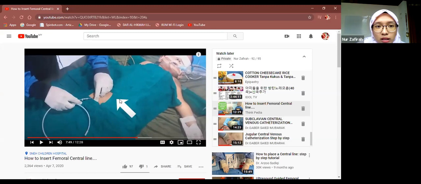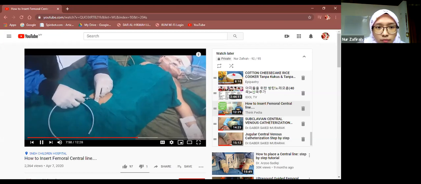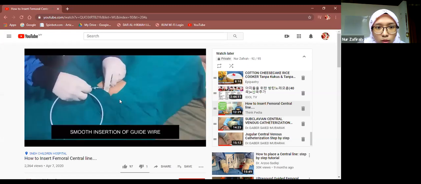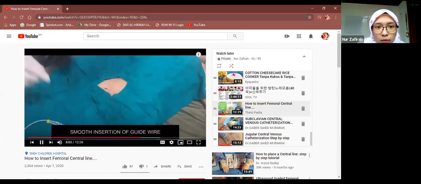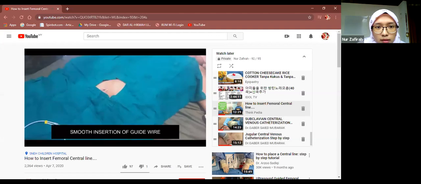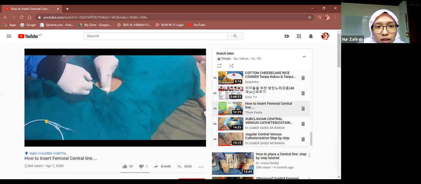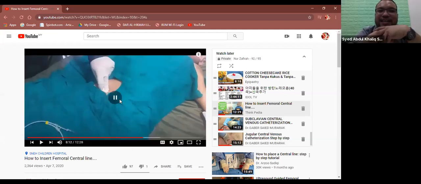So after blood returns, we advance a bit more, and then we secure the needle and insert the guide wire. And then the guide wire is properly placed in the femoral vein. And so this technique is called the Seldinger technique.